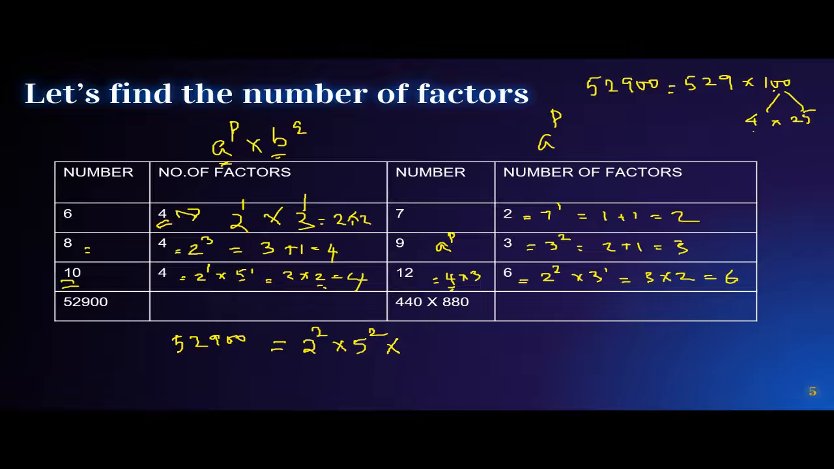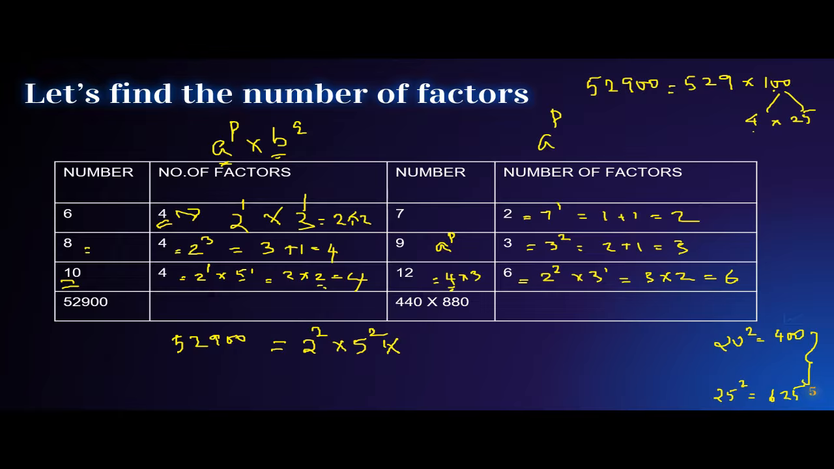I'll first check if the given number is a square number. So I know 20 square is 400. See here, I'm going to write it. So 20 square is 400, and 25 square is 625. That we also know. If 529 is a square number, it can only lie between this 400 and 625.